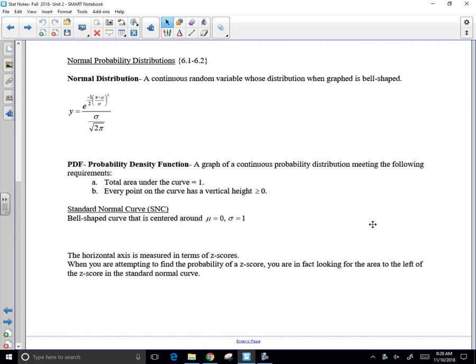Normal probability distributions, and this is the lead into inferential statistics. Inferential statistics is the last portion of the course, but it's the most important one because it takes what we've learned in the first two chunks and starts to get us to the point where we can apply it in a meaningful way.